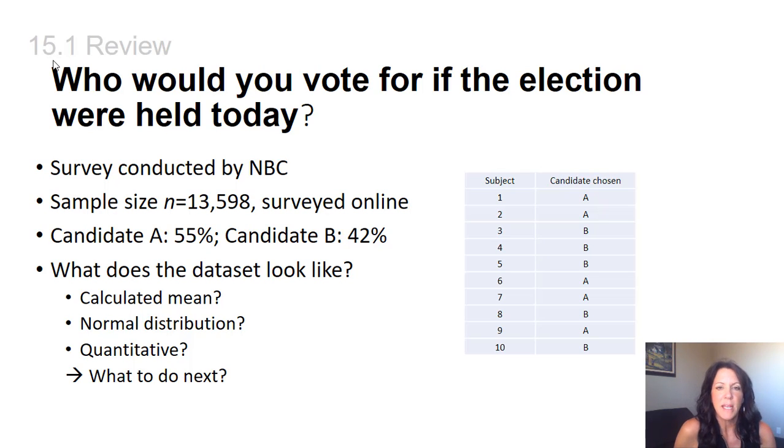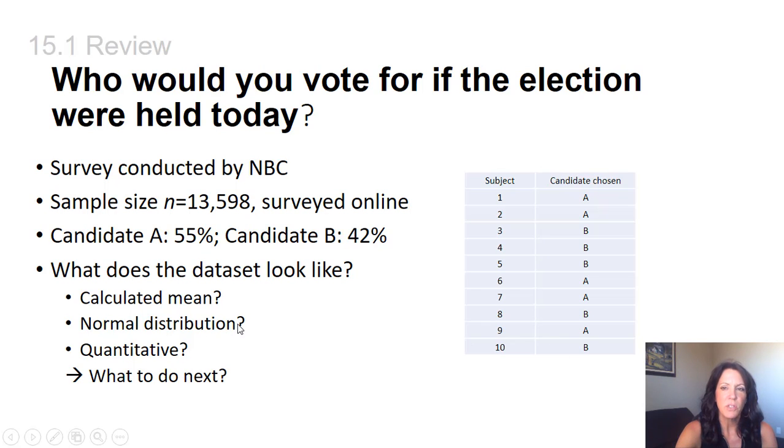So what does this data look like? This is just an example of what the data set would look like. Subject 1 voted for candidate A, 2 for A, and 3 for B, and then you simply do a count of those choices. So can we do a calculated mean? Can we find an average candidate A and an average candidate B? We can't, because these are nominal data. You can't find a mean.